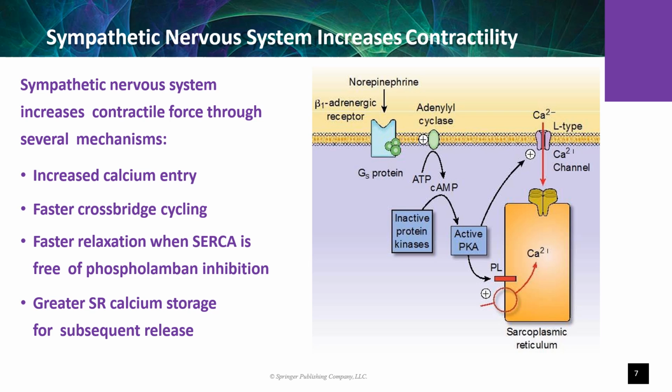Norepinephrine binding to beta-adrenergic receptors activates the Gs, increasing intracellular cAMP and activating the PKA. The calcium entry is enhanced by phosphorylation of membrane calcium ion channels and SERCA activity is increased owing to phosphorylation of phospholamban. These actions promote inotropy and lusitropy.